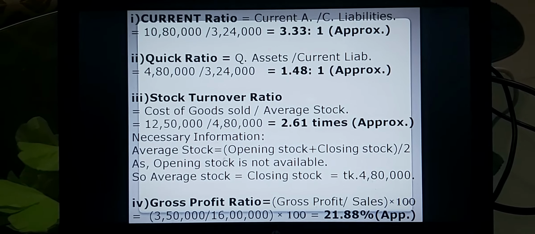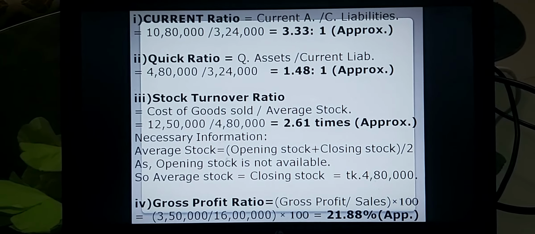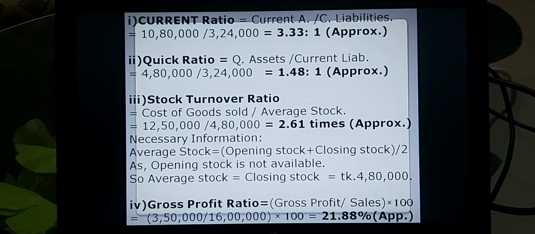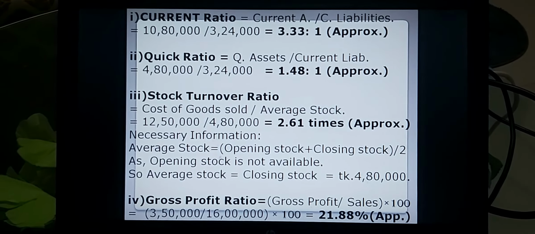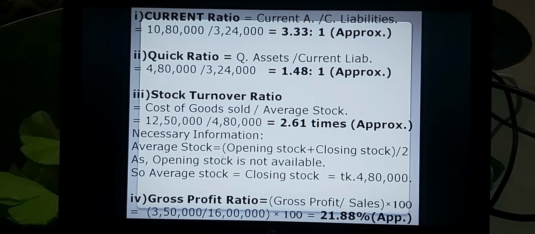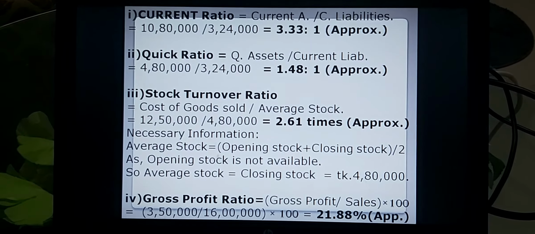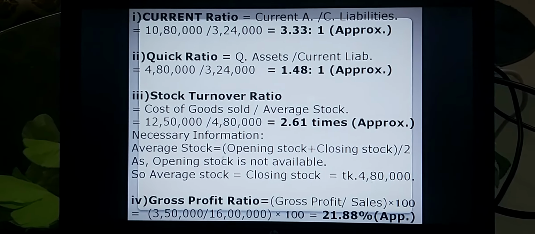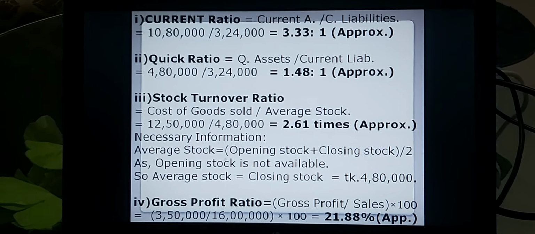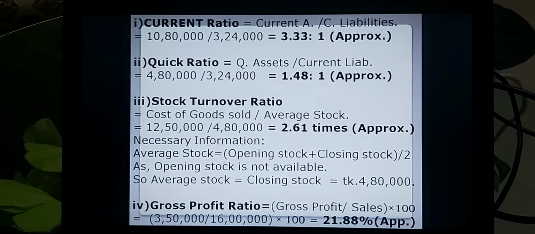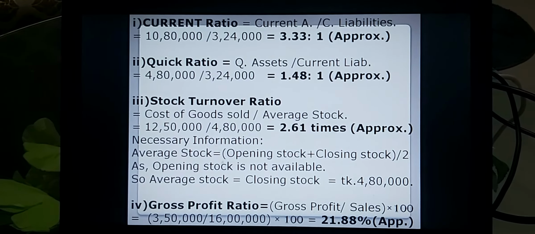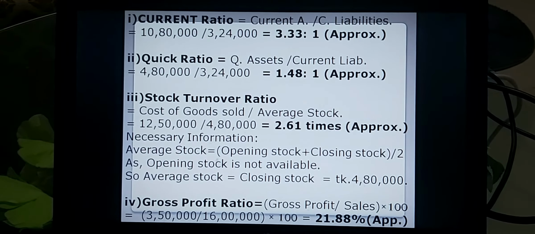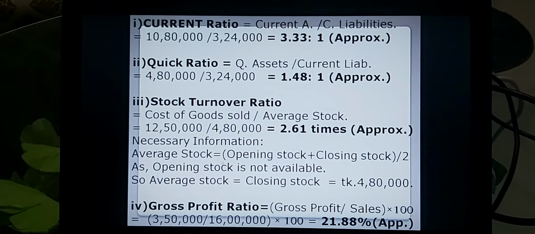As opening stock is not available in this stem, you can take average stock equal to closing stock. It is the amount of 4,80,000 from the stem. I repeat again, as opening stock is not available, you can't calculate average stock from this stem. So average stock is equal to closing stock. That is the amount of 4,80,000.